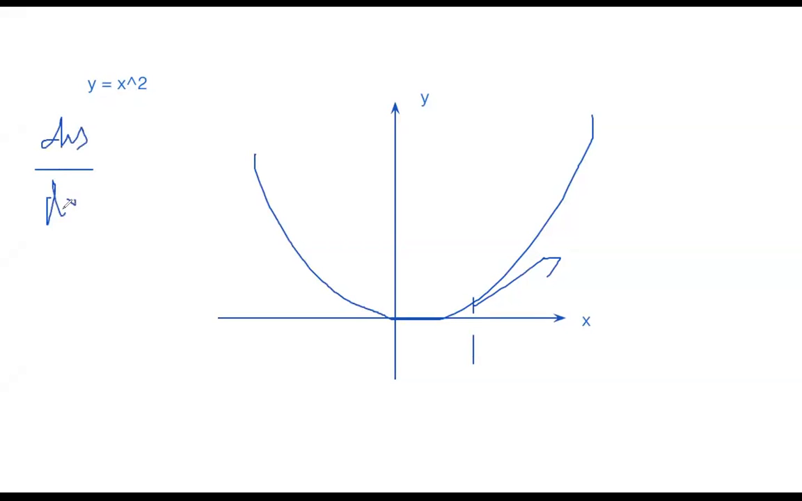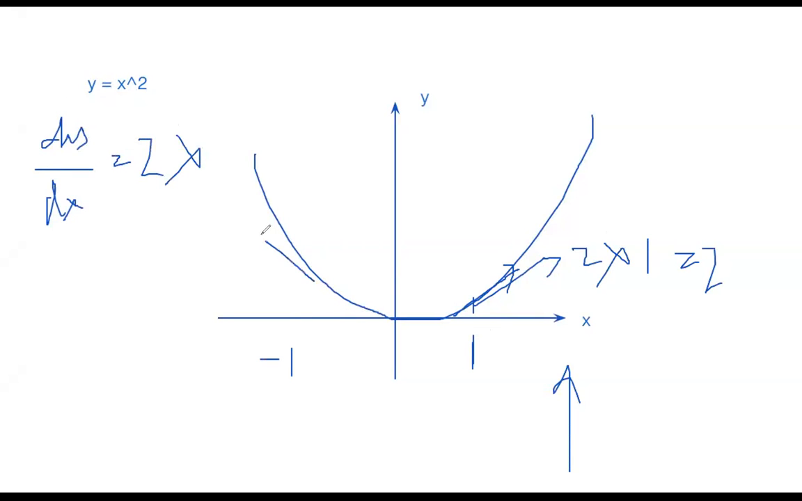2x. Okay. What is x here? It's 1. 2 times 1 is 2. So the derivative here is some positive value, because x is positive. If we have a negative value here, the derivative will be negative. Because it's -1, the derivative becomes -2.